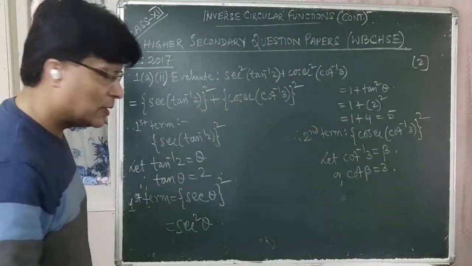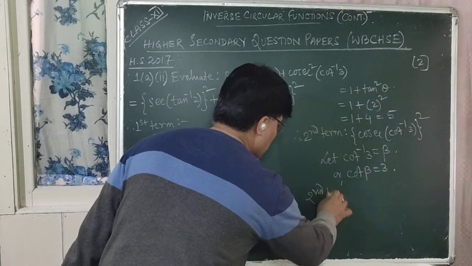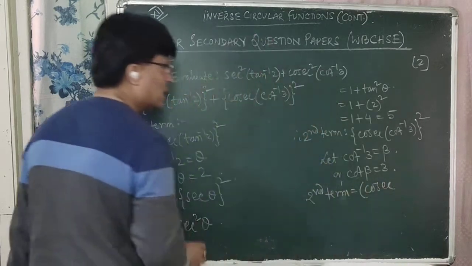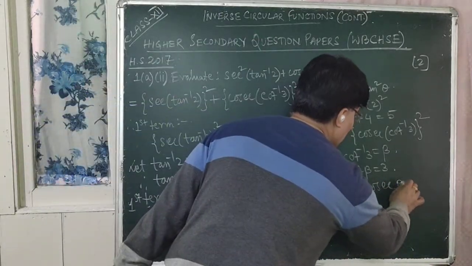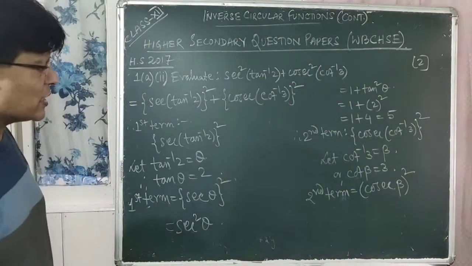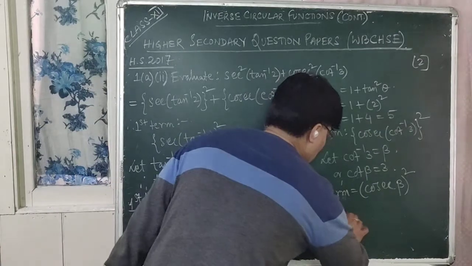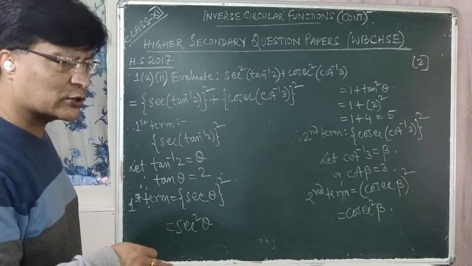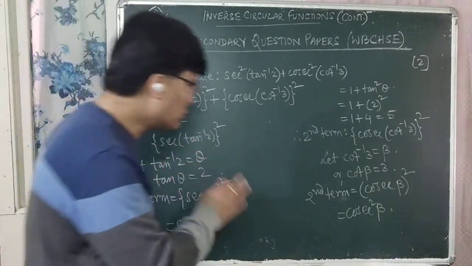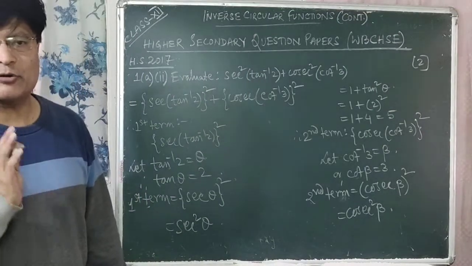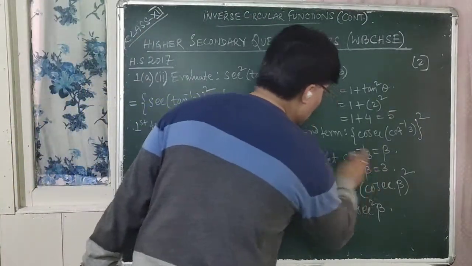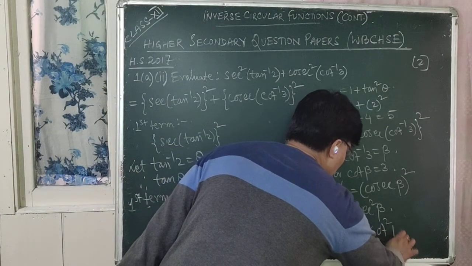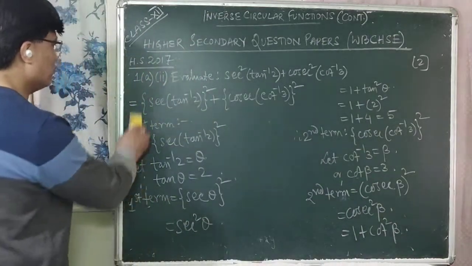Right? Now what is the second term now? It is cosec, what is cot inverse 3? It is beta. This is your whole square, that is cosec beta whole square. So what do we get? It is cosec square beta. So you know the formula of cosec square beta in terms of cot beta. So you have to write cosec square beta in terms of cot beta because we know the value for cot beta, which is equal to 3. So what is cosec square beta? It is 1 plus cot square beta, right?